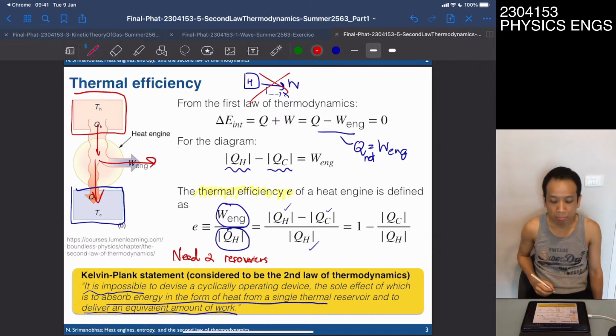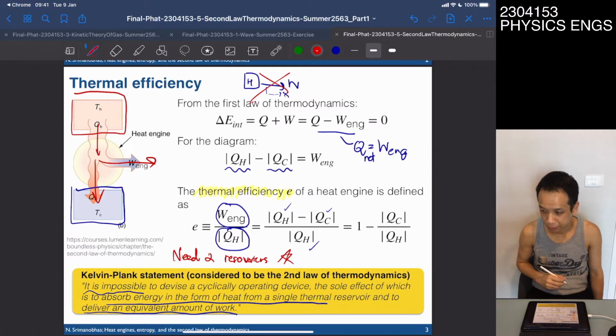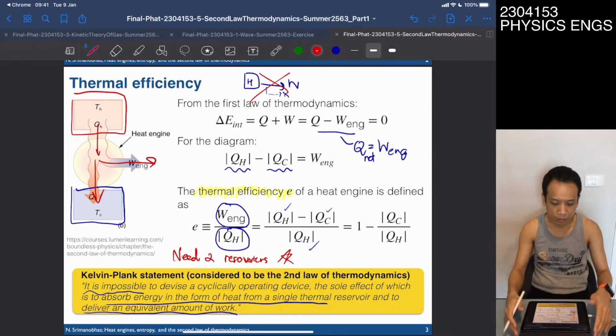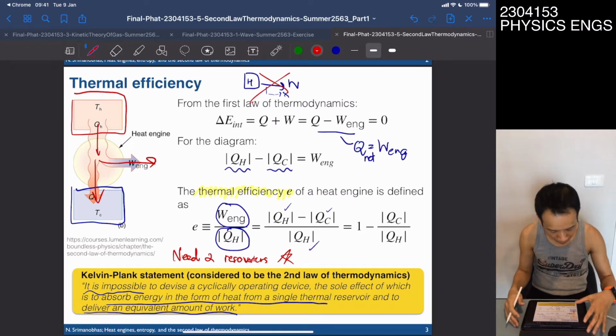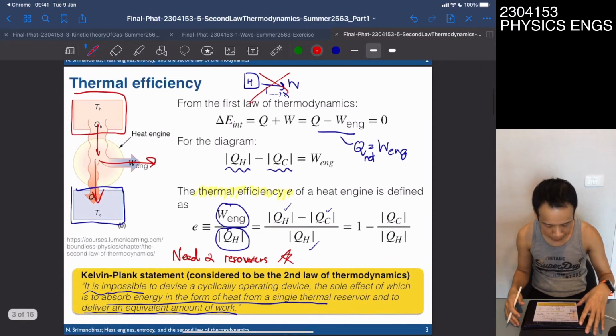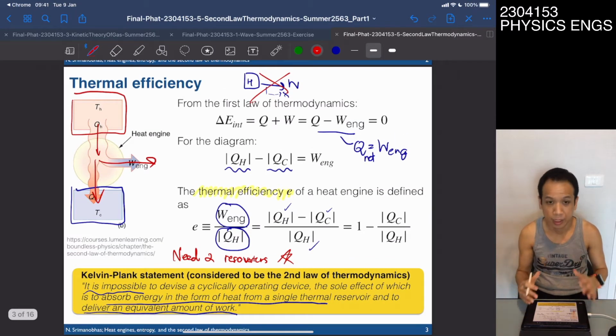Okay, so this is a key point of the heat engines. There are several statements that we consider to be the second law of thermodynamics, because it can be written in different ways. You're going to see another statement, maybe in terms of entropy. But first, we're talking about the heat engine.